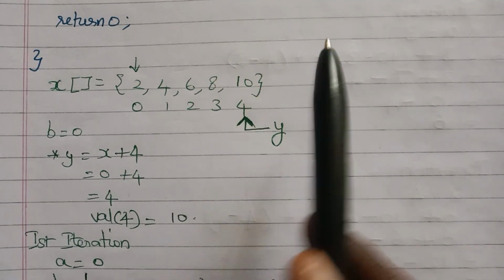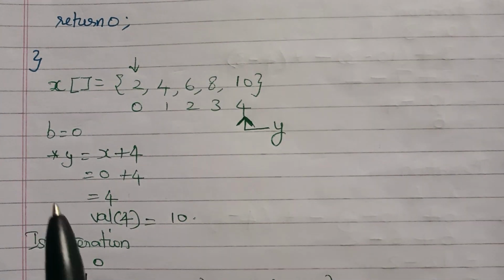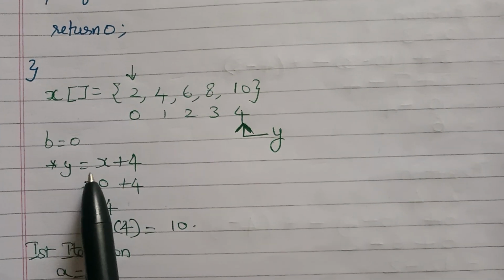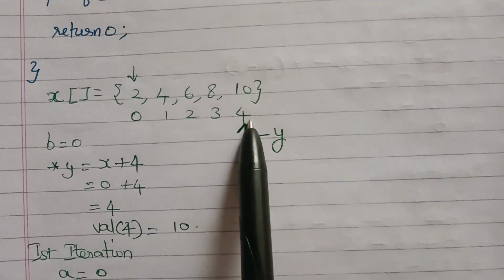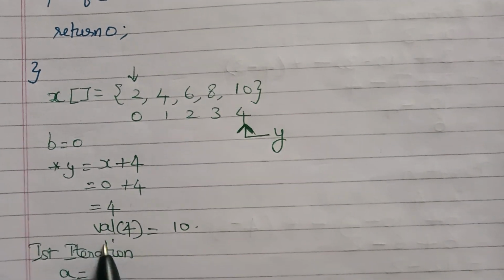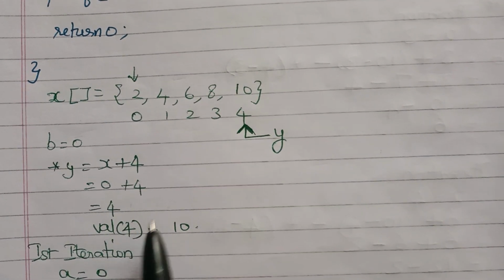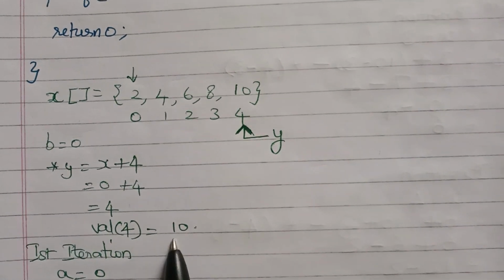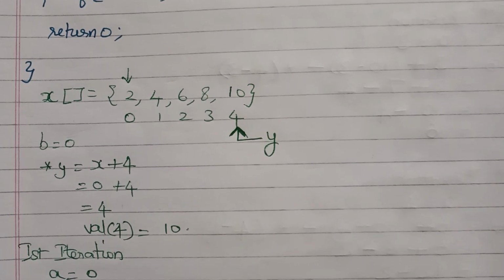So friends, see here, you need to understand what will be the value of star y. So what will be the star y? It will be x plus 4, as given. So x value is 0, meaning 0 plus 4, that is 4. So what is the 4 means? What is the address? So what is the value in the address 4? The value in the address 4 is 10. So star y means it is 10 only.